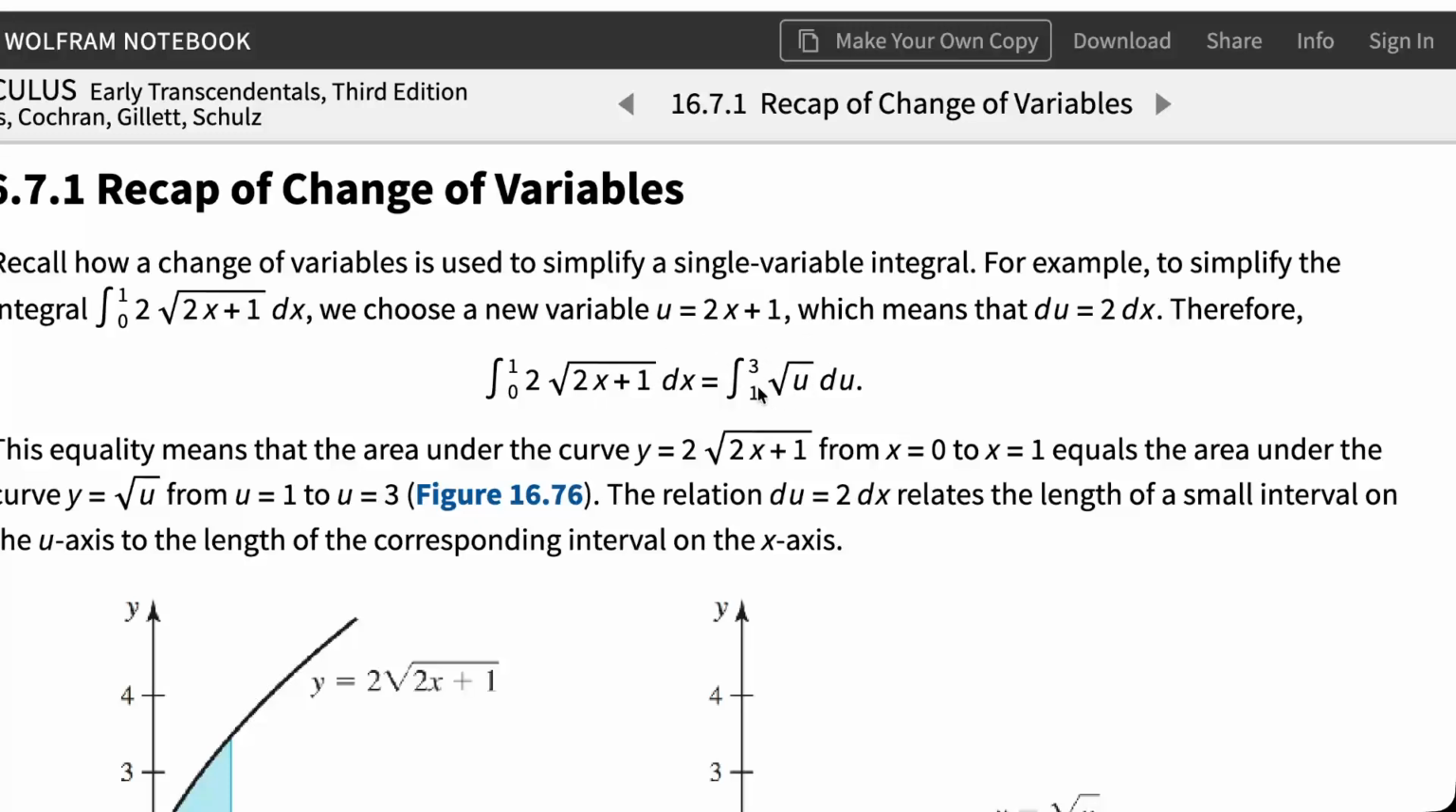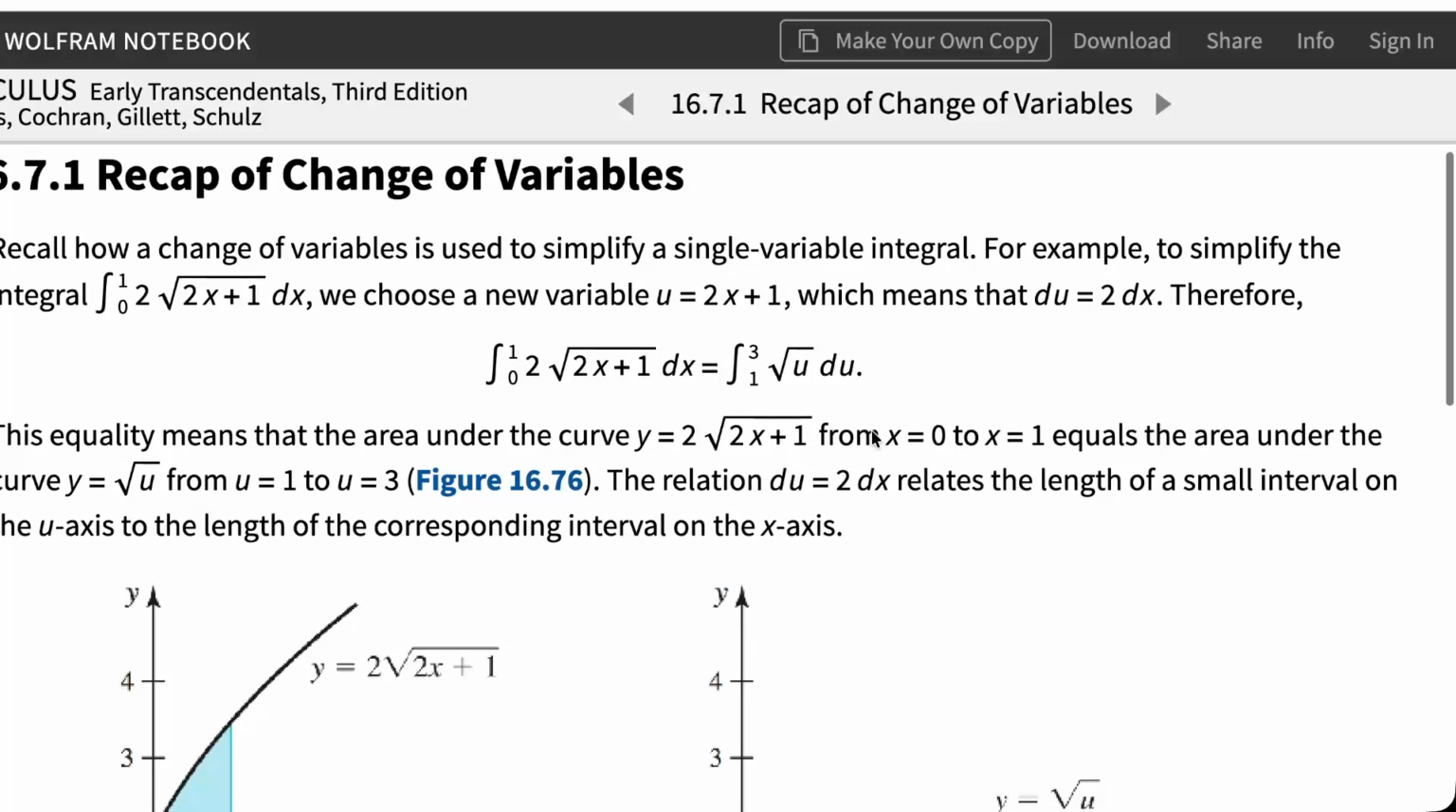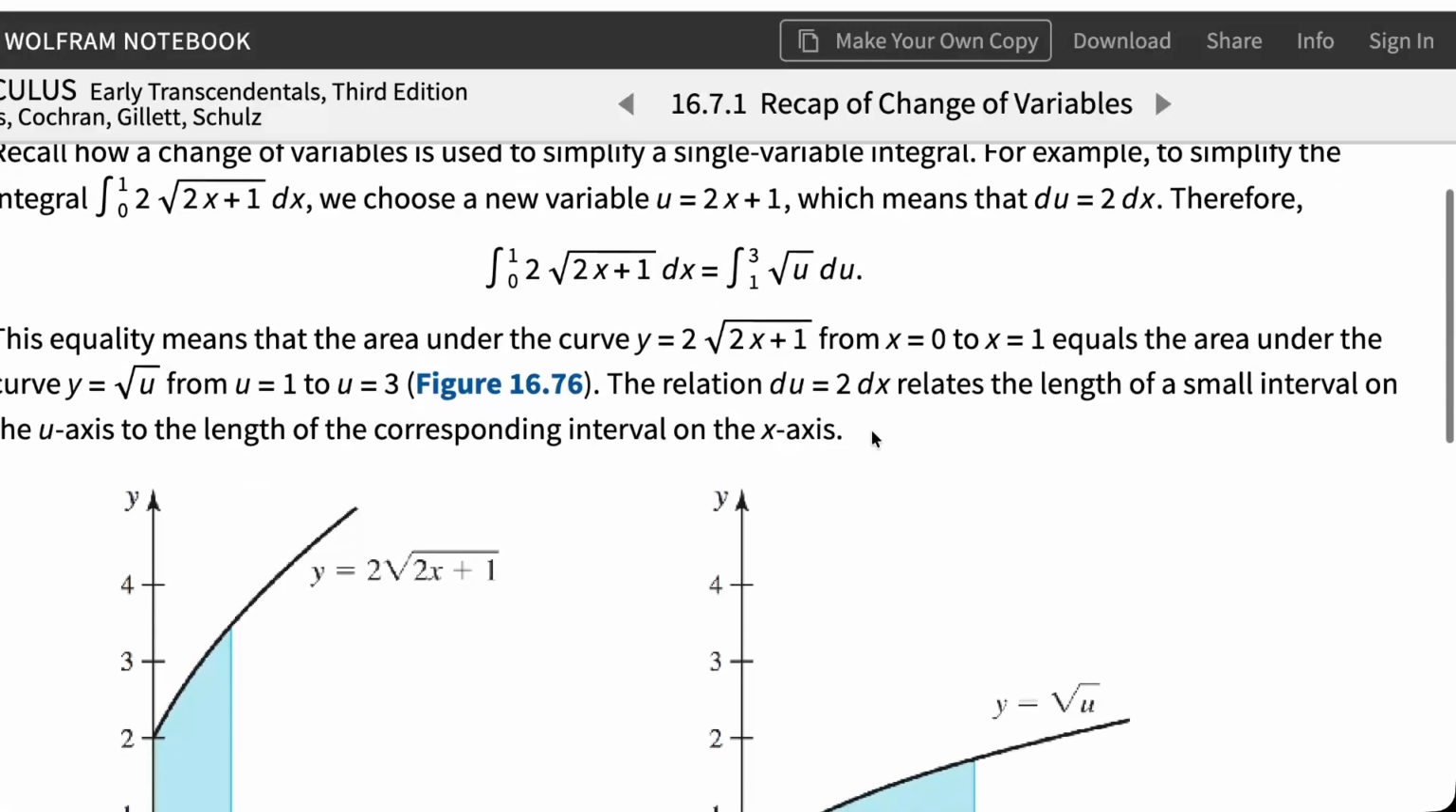The limits got changed from 0 to 1 to 1 to 3. That's just gotten from using the transformation that x is being converted into u by doubling and then adding 1. So when we're at 0 and we double and add 1, we get 1. And when we're at 1, when we double and add 1, we get 3. So the limits on u are 1 to 3.